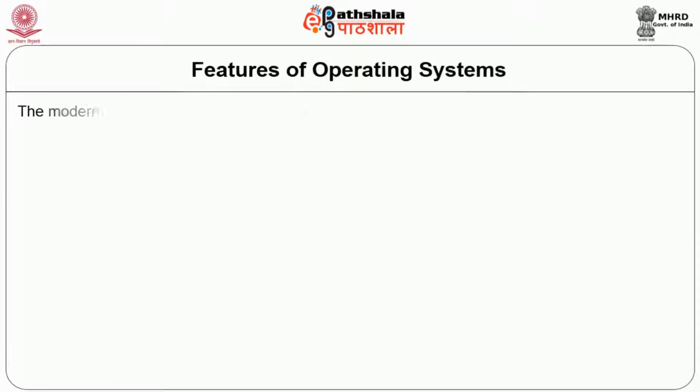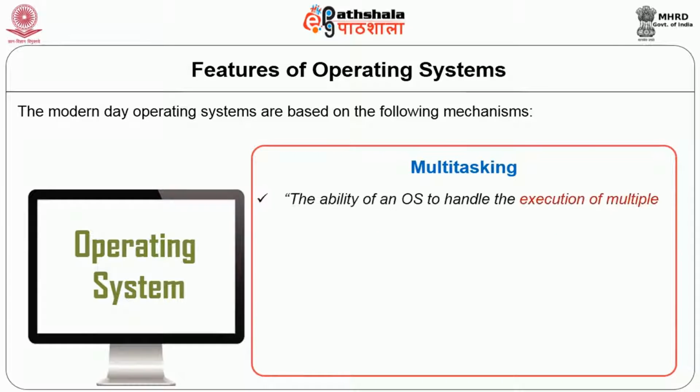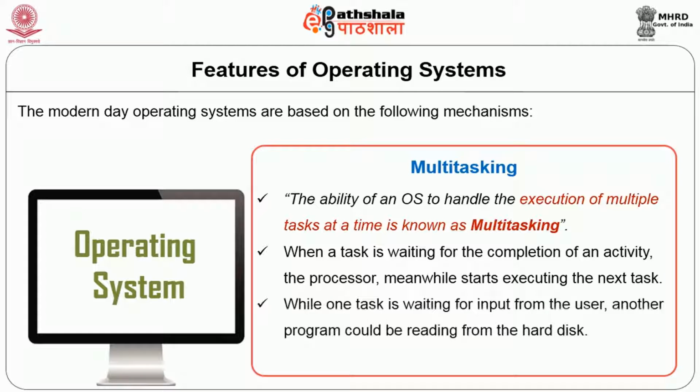Features of operating system. The modern day operating systems are based on the following mechanisms. Number 1, multitasking. The ability of an operating system to handle the execution of multiple tasks at a time is known as multitasking. When a task is waiting for the completion of an activity, the processor meanwhile starts executing the next task. While one task is waiting for input from the user, another program could be reading from the hard disk.